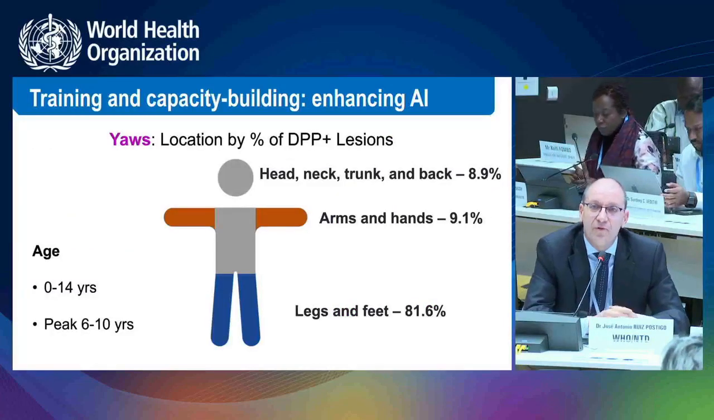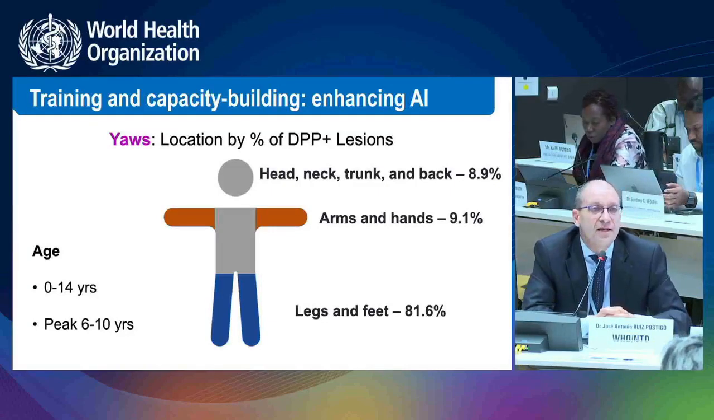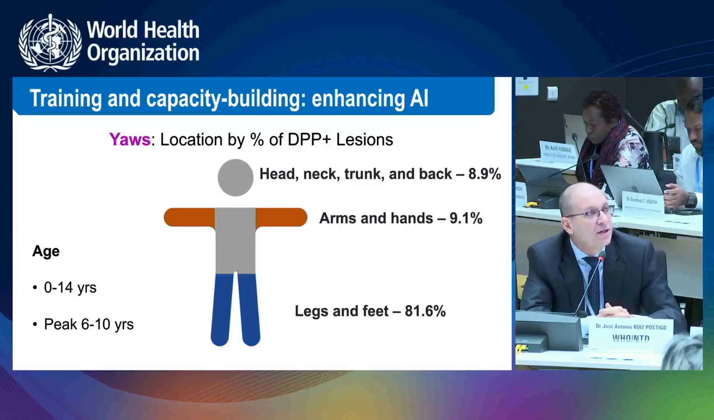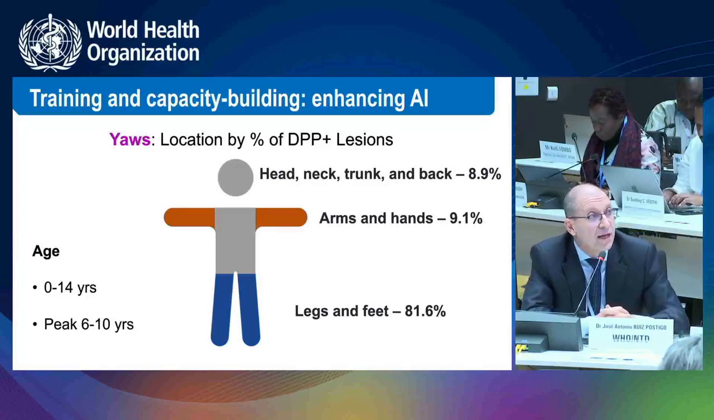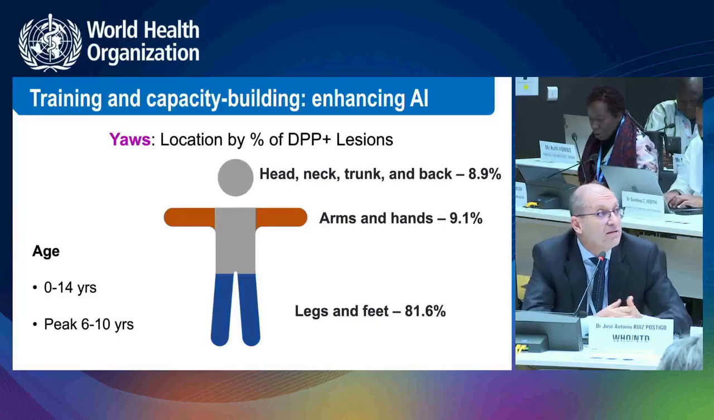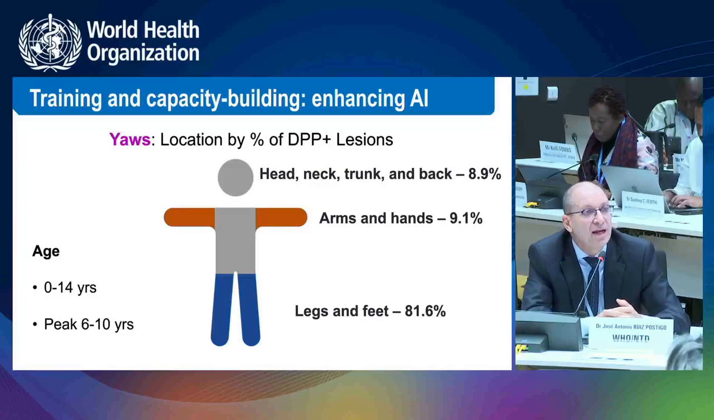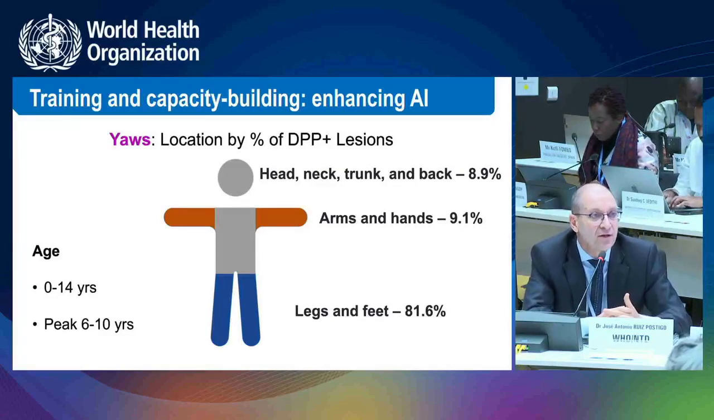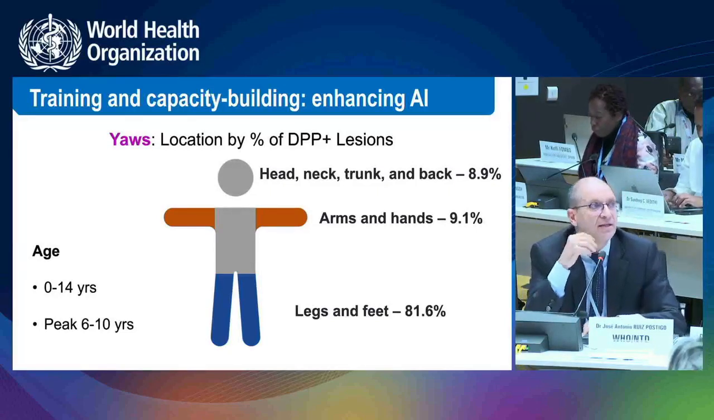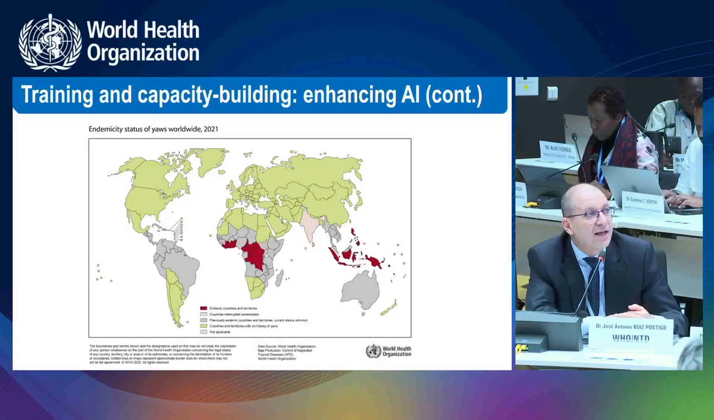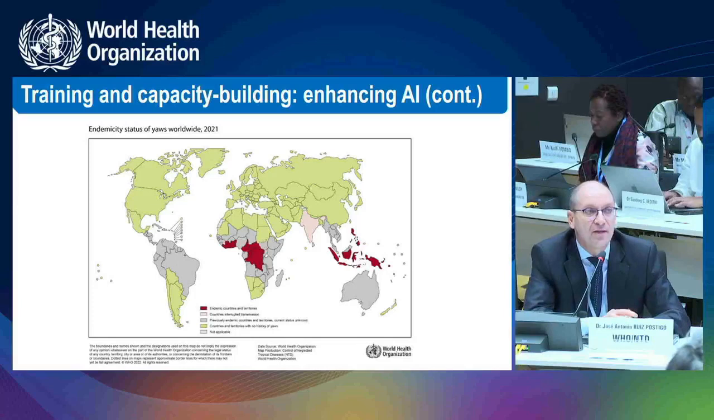How we think we could further improve the artificial intelligence algorithm. Let me illustrate it with the case of yaws. If you look at yaws, we know that most cases, most lesions appear in the legs and the feet. The peak age affected is between 6 and 10. So if you have someone with a lesion in the abdomen and is 50 years old, the algorithm should tell you that that is basically very unlikely. Next, please.